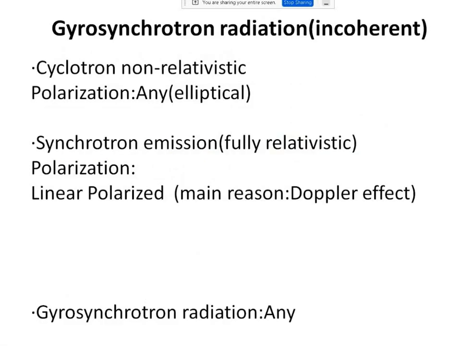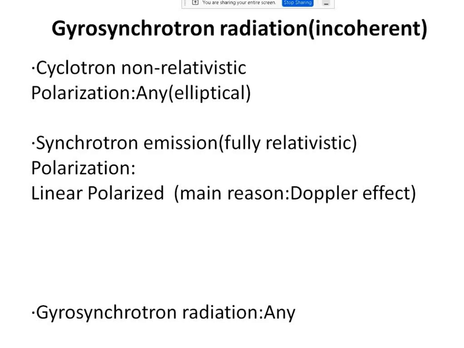Gyrosynchrotron emission is incoherent emission. And cyclotron emission is non-relativistic, and the polarization can be any value. It's elliptical. For synchrotron emission, it's fully relativistic. The polarization is usually linearly polarized, which means there's no degree of circular polarization.